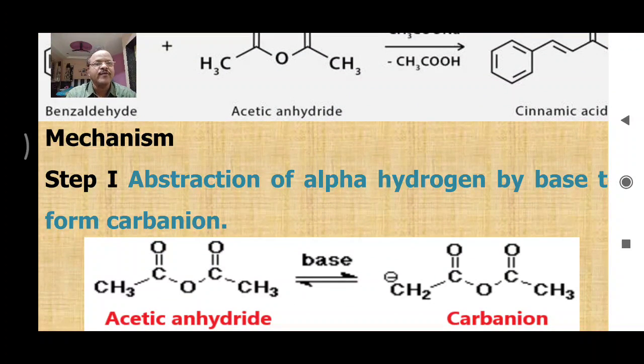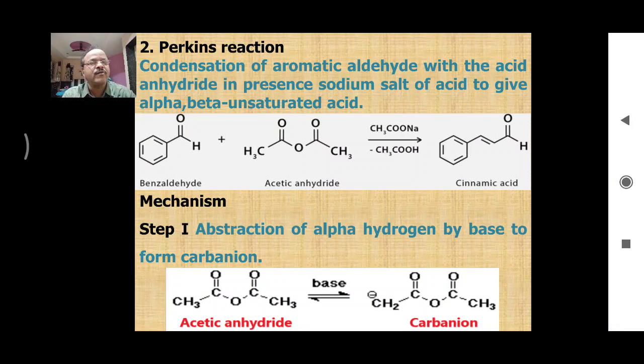So, abstraction of alpha hydrogen by base to form carbanion. Here, acetic anhydride consists of these three alpha hydrogens, which are acidic ones. In presence of this base, there is abstraction of one of the hydrogens in the form of H plus ion. As H plus ion is removed from this acetic anhydride, there is formation of this carbanion. This is the carbanion in which this carbon carries negative charge. So this is the first step, formation of carbanion.